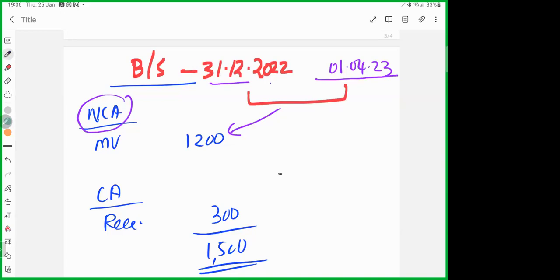You didn't get my question. My question is, from 31 December 2022 to 1st April 2023, how long? Yeah, it's 3 months. Very good. Is 3 months greater than 1 year or less than 1 year? 3 months is less than 1 year. So, based on our definition criteria of non-current assets, what should that meet? That asset should be with us how long? 1 year. But in this situation, will this motor vehicle be with me for 1 year?